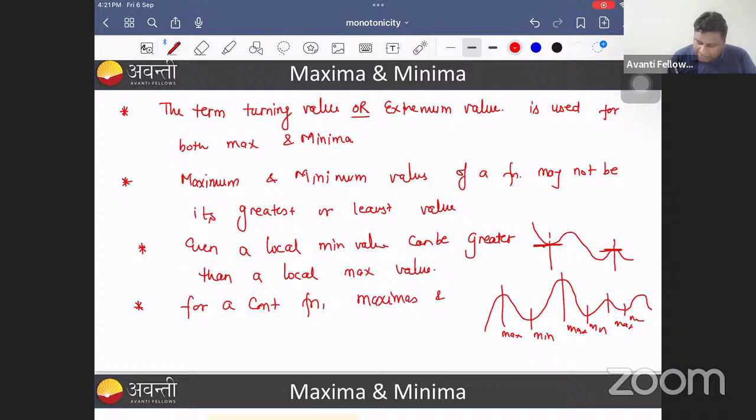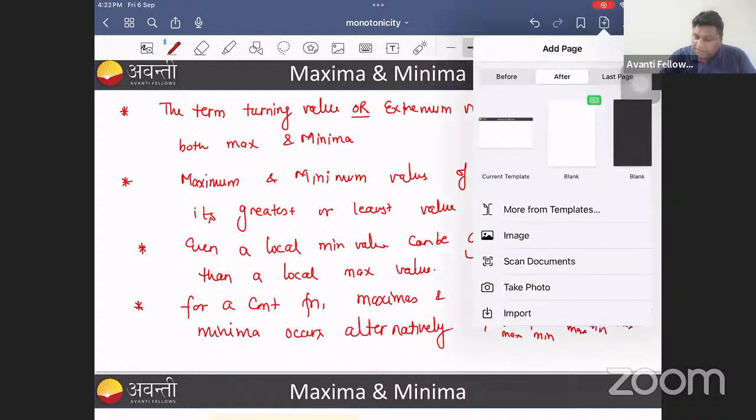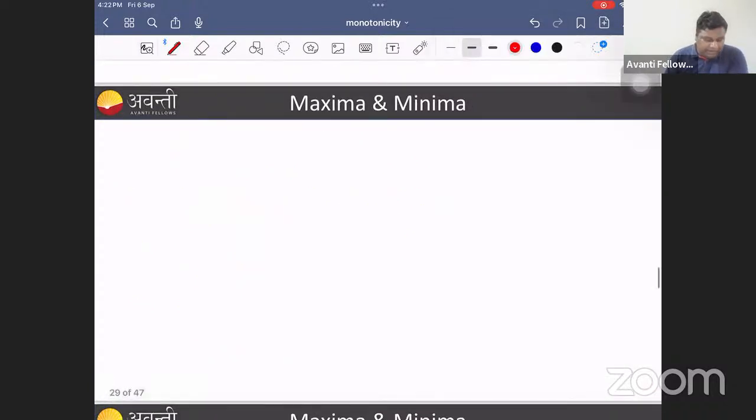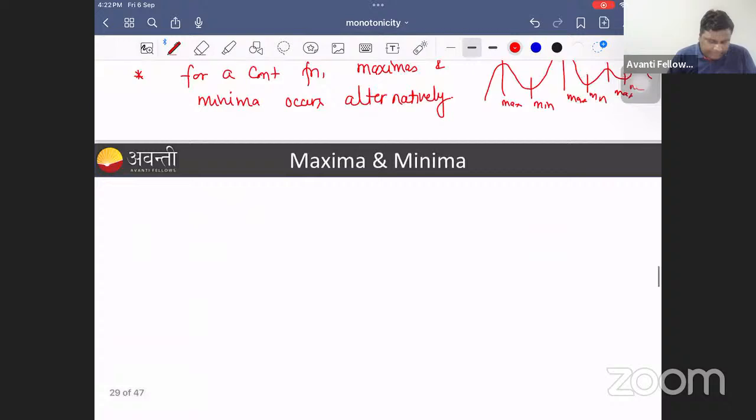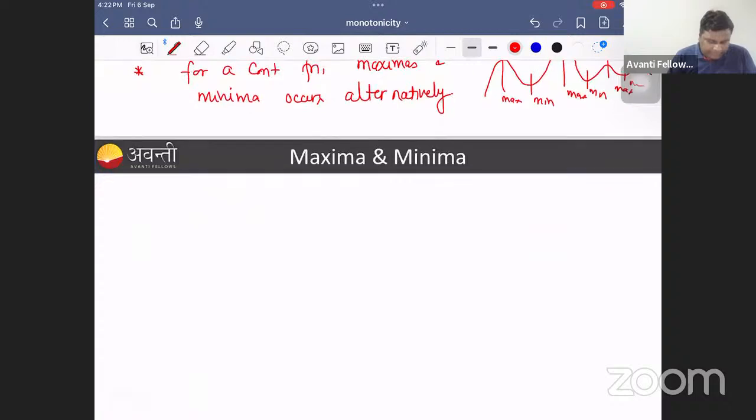For a continuous function, maximas and minimas occur alternatively. Got it? Maximas and minimas occur alternatively. Right?